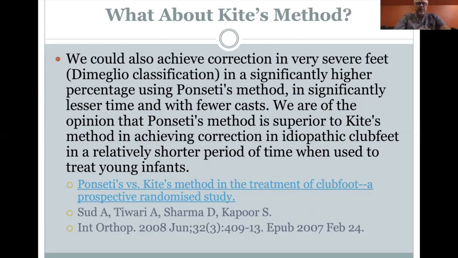Regarding Kite's method, this study in International Orthopaedics looked at Ponseti versus Kite's method, and Kite's method had a significantly higher recurrence and took longer than the Ponseti method. They were of the opinion that the Ponseti method was superior to Kite's method in achieving correction of idiopathic clubfeet.